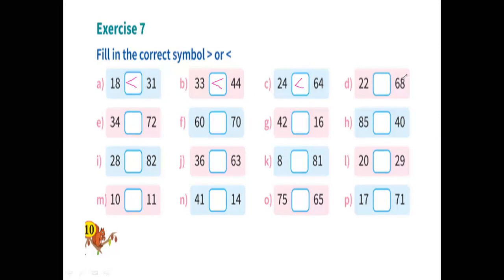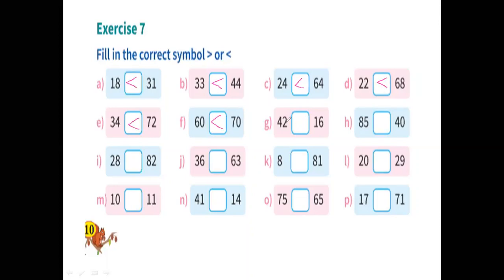Here see 22, 68. Obviously 68 is greater. I hope you all can do this, right? 34 is greater or 72 is greater? Yes, 72 is greater. Again 60, 70. So 70 is greater. Always first we have to compare the tens number. See here, always you should see the tens. Whichever tens value is greater, that one will be the greater number.